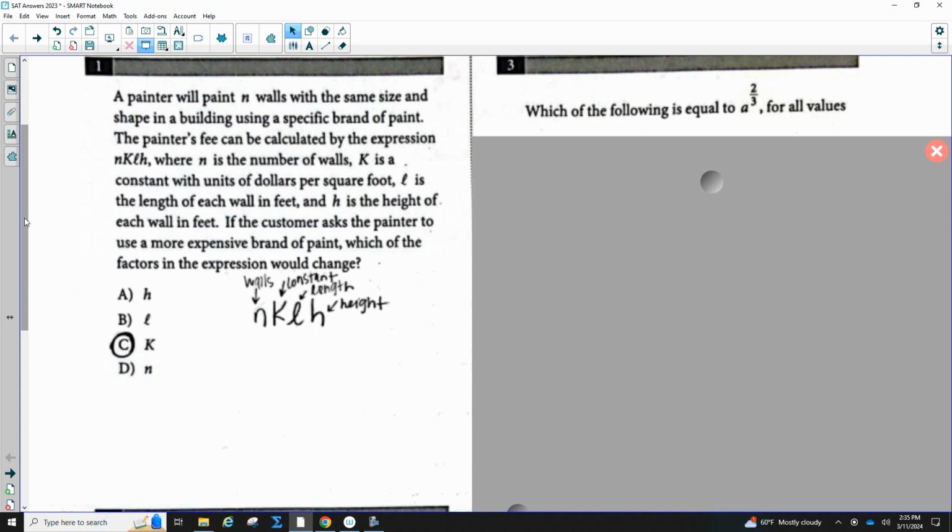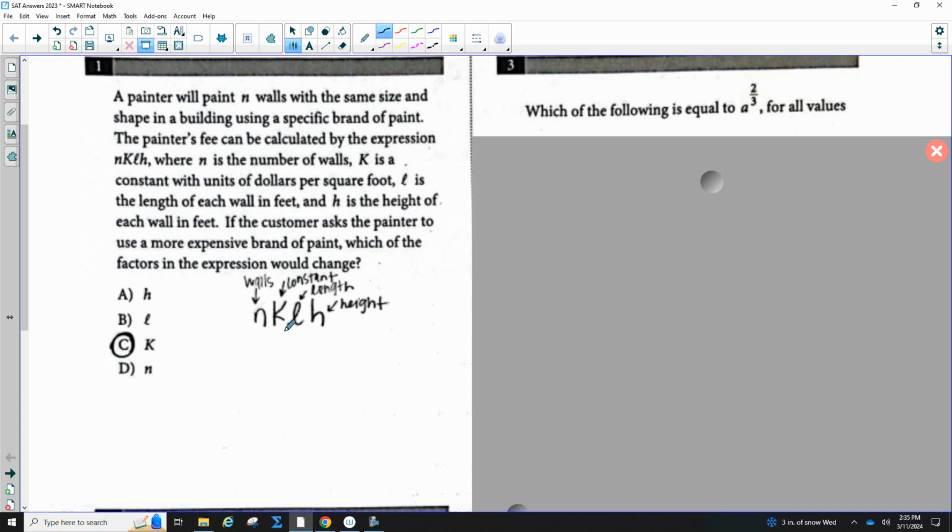All right. A painter will paint N walls with the same size and shape in a building using a specific brand of paint. The painter's fee will be calculated by N times K times L times H, where N is the number of walls, K is a constant with units of dollars per square foot, L is the length of each wall in feet, and H is the height of the wall in feet. If a customer asks the painter to use a more expensive paint, which of the factors would change?